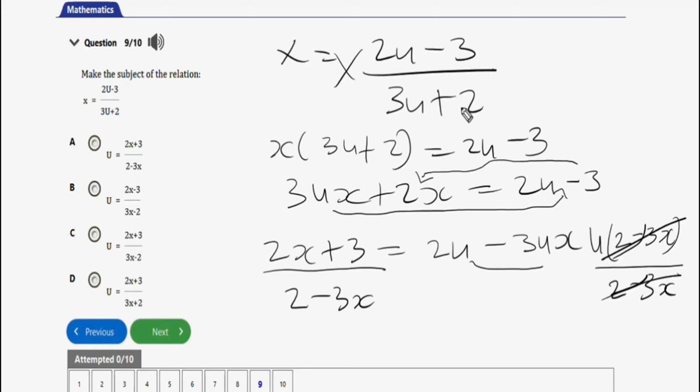So right option is what? Option A, 2x plus 3 over 2 minus 3x. Okay, so that's it for this question. Option A is the right option. As simple as that. Lastly, before we end this video, let's wipe this and solve the last question.